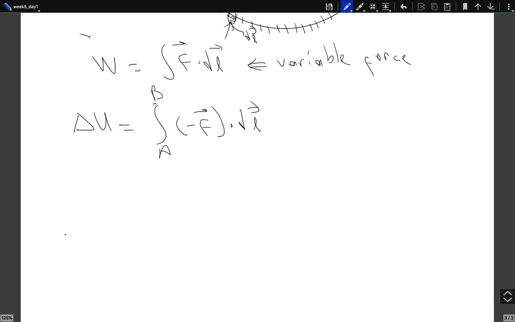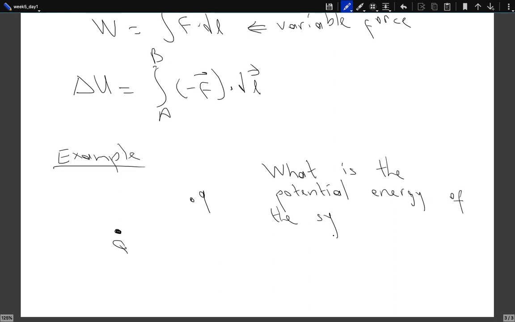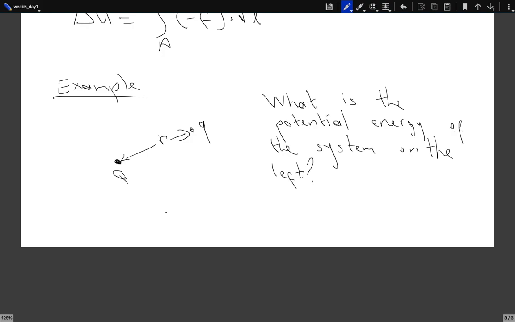So now we can ask the question: suppose I have a charge over here, let me call it large Q, and then I have another charge over here, small q. What is the potential energy of this system? How can we calculate it? Let's say that they are separated by a distance r. Well, we can still directly use the definition of the potential energy.